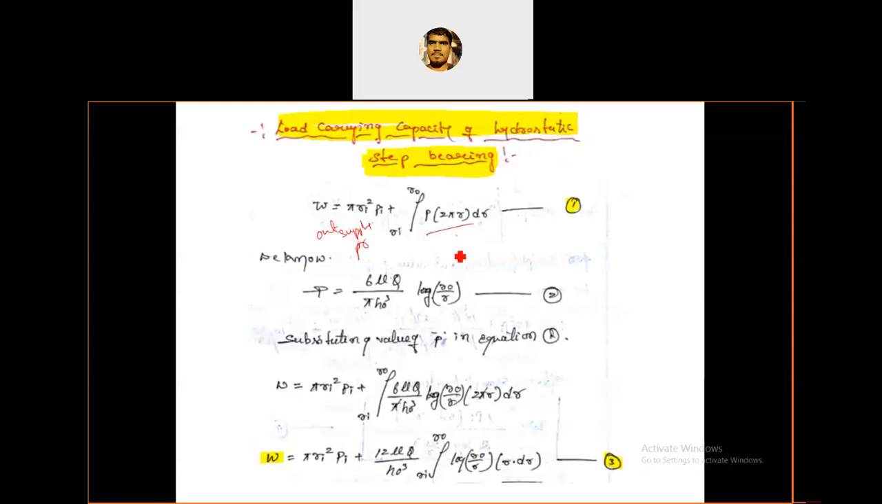The two pressures contribute to the load carrying capacity of the hydrostatic bearing. Clear? So now we already know that P means the pressure of the imaginary element. That is what we derived, 6 mu q by pi h naught cube log R naught by R. We derived this just previously.